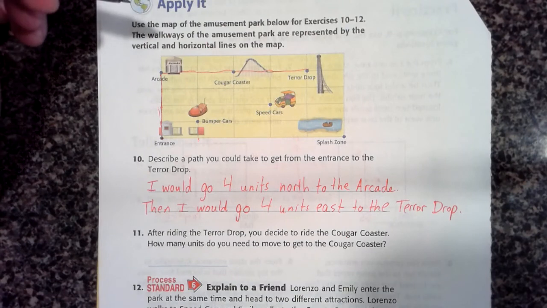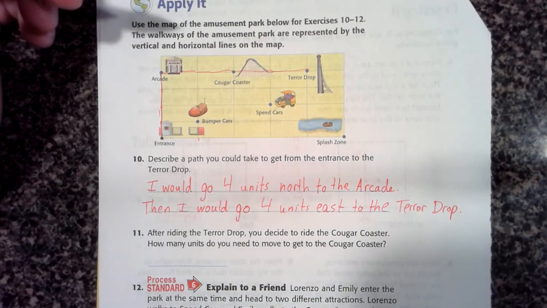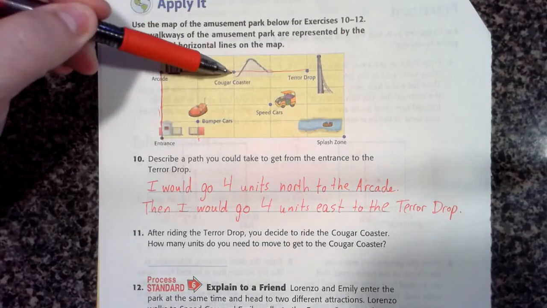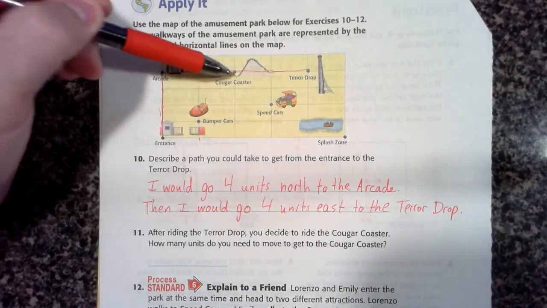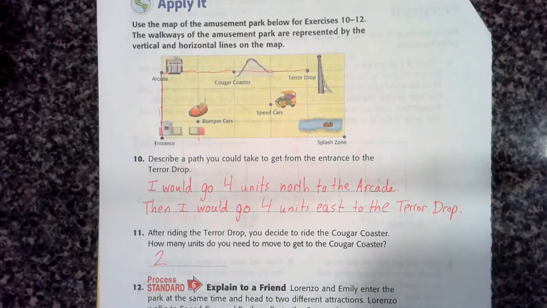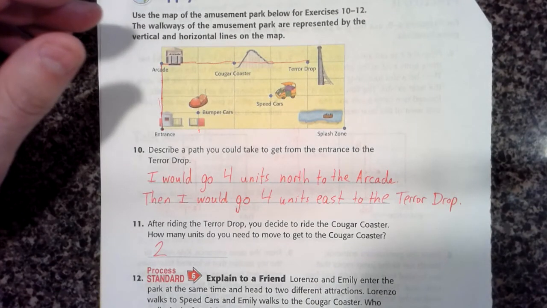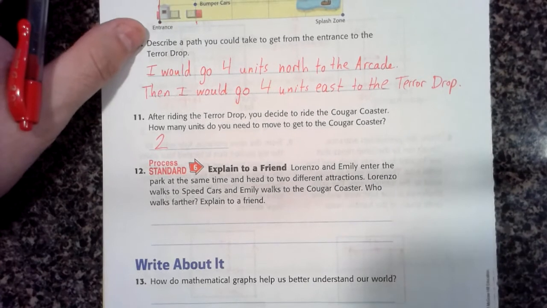After riding the Terror Drop, you decided to ride the Cougar Coaster. How many units do you need to move to get to the Cougar Coaster? Your Terror Drop is right here, the Cougar Coaster's here. So you just say, 1 unit, so 2 units. That's pretty easy, right?